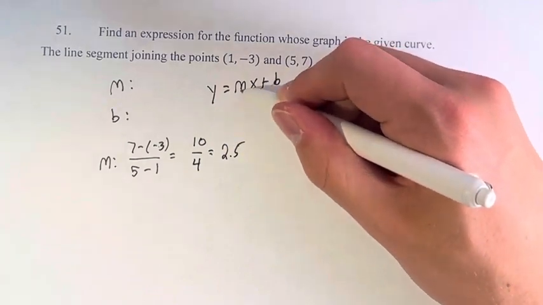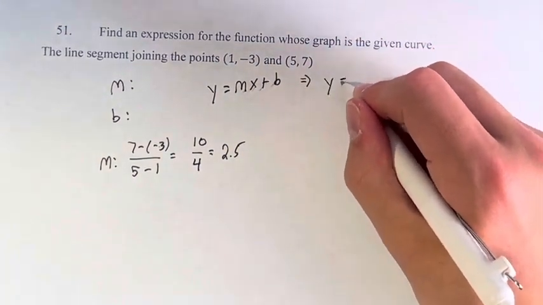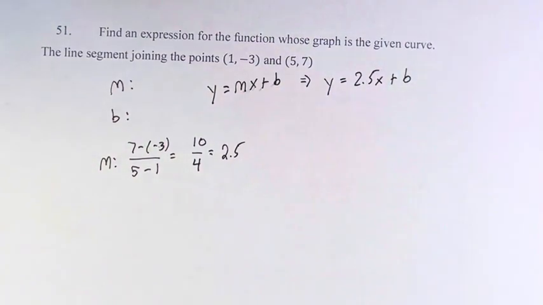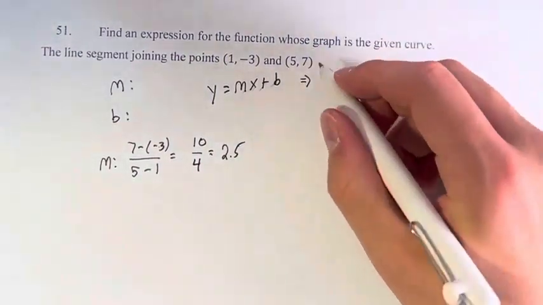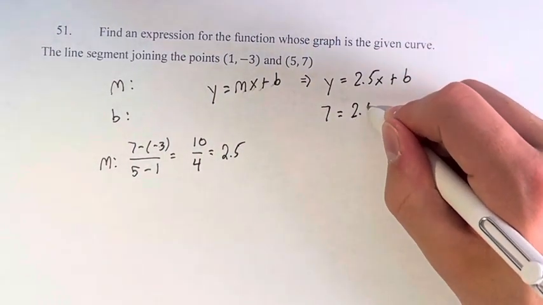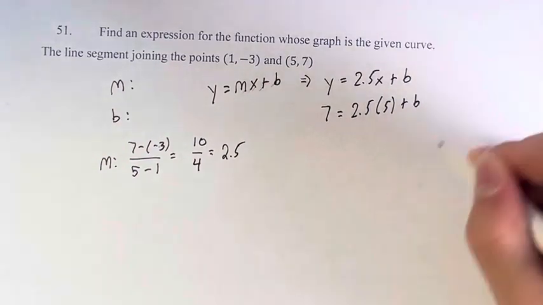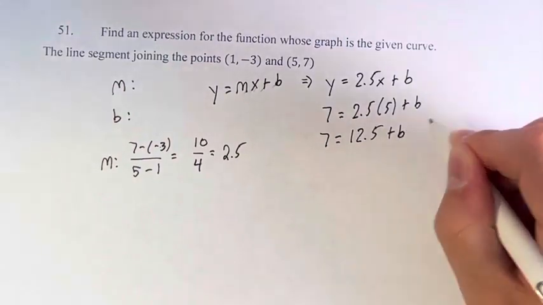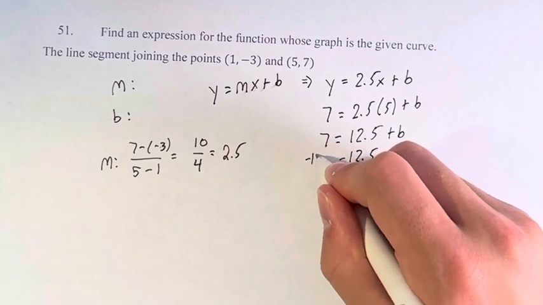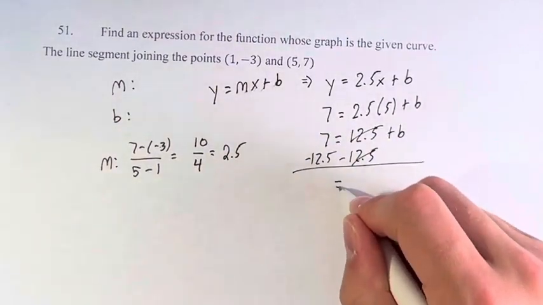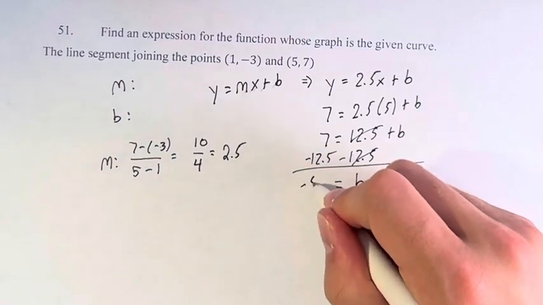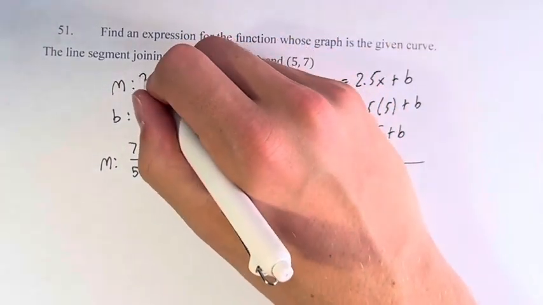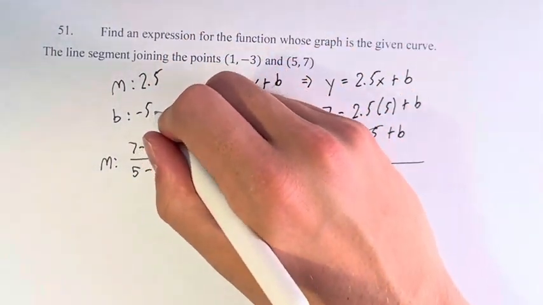Now we plug in 2.5 into this equation to get y = 2.5x + b. We need to find what b is. So what we're going to do is plug in one of these points: 7 for y is equal to 2.5 times 5 plus b. 2.5 times 5 is 12.5, plus b. We can subtract 12.5 from both sides. These cancel, and b is equal to 7 minus 12.5, or -5.5. So we now have m = 2.5 and b = -5.5.